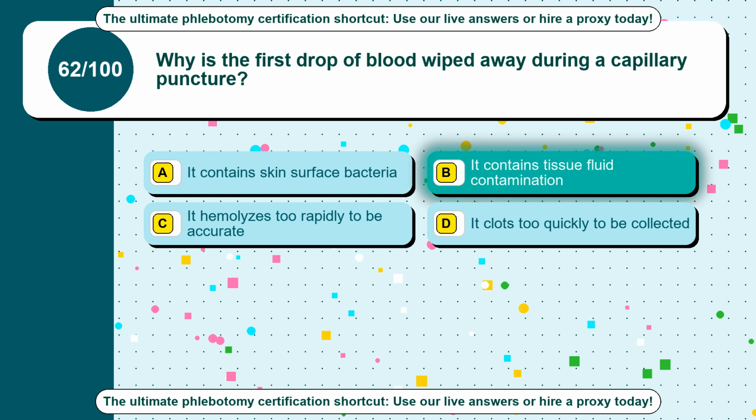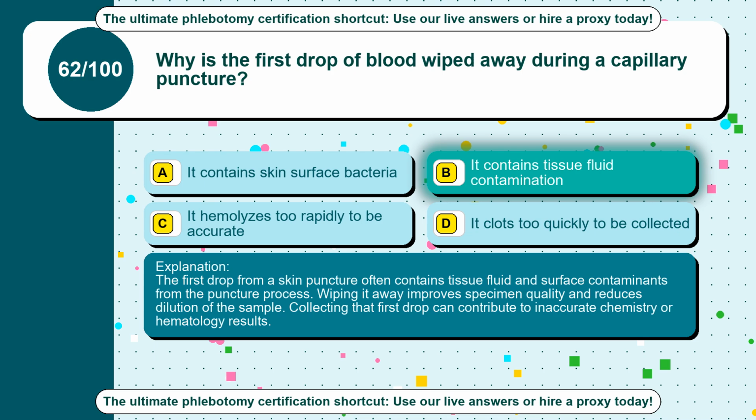The correct answer is option B. It contains tissue fluid contamination. The first drop from a skin puncture often contains tissue fluid and surface contaminants from the puncture process. Wiping it away improves specimen quality and reduces dilution of the sample. Collecting that first drop can contribute to inaccurate chemistry or hematology results.